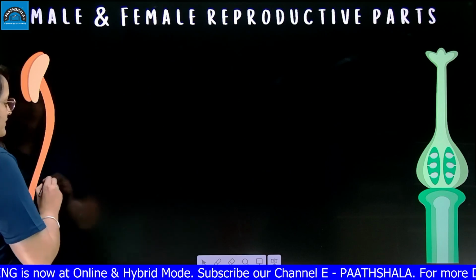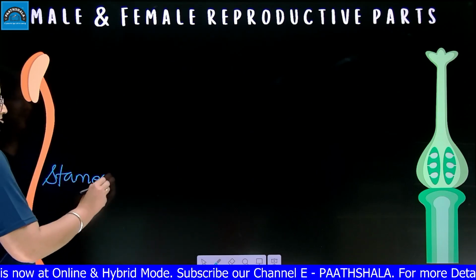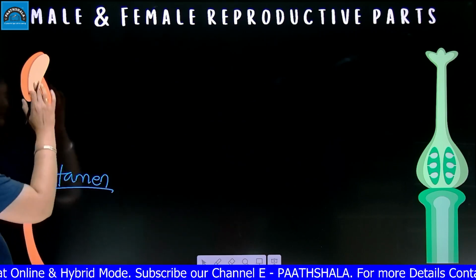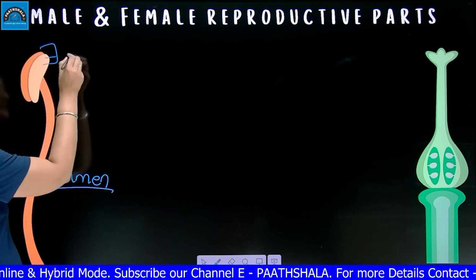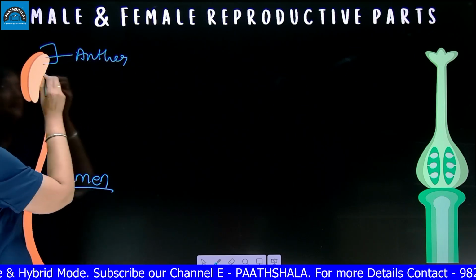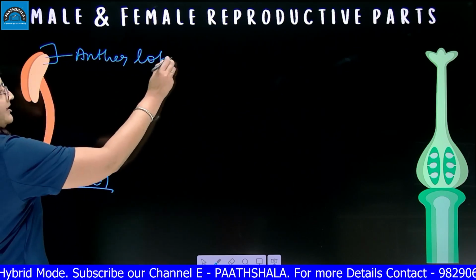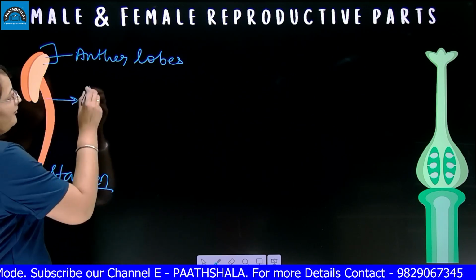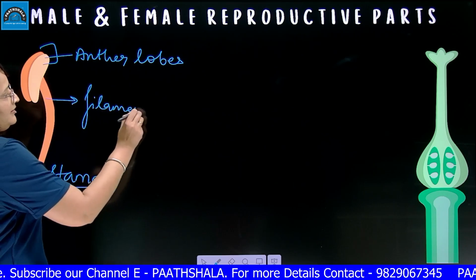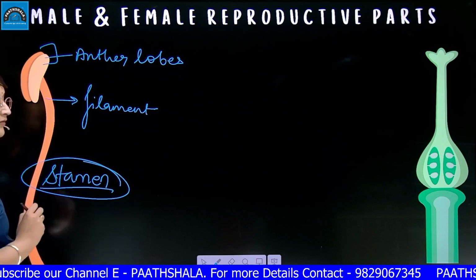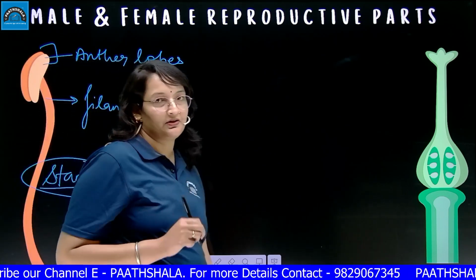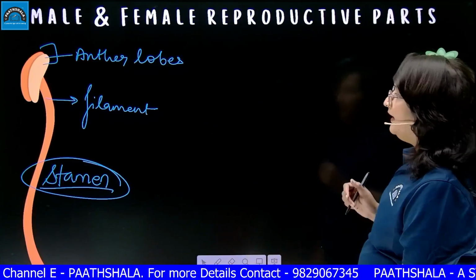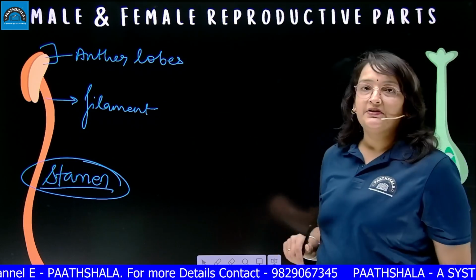Now this is the picture which is showing you a stamen, the male part in the flower. Each stamen consists of two structures. This top structure is called anther. These are two lobes, so we can label them as anther lobes. And this thread-like structure below the anther is called filament. So the male reproductive part of the flower, stamen, consists of two structures. The top structure is called anther, which is having the anther lobes, and the thread-like structure below the anther is called filament.